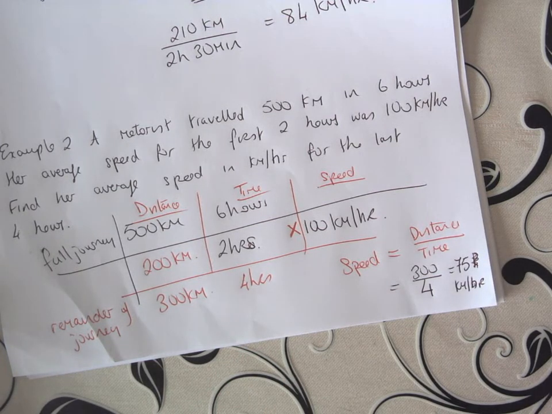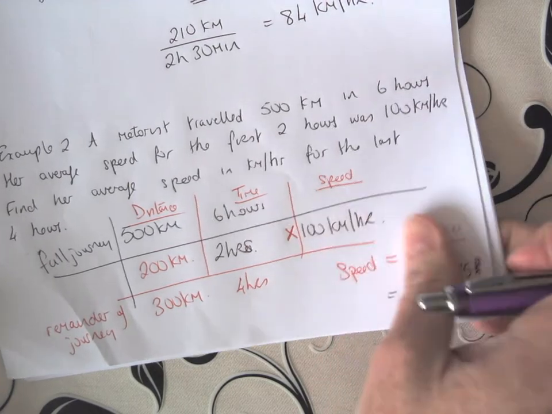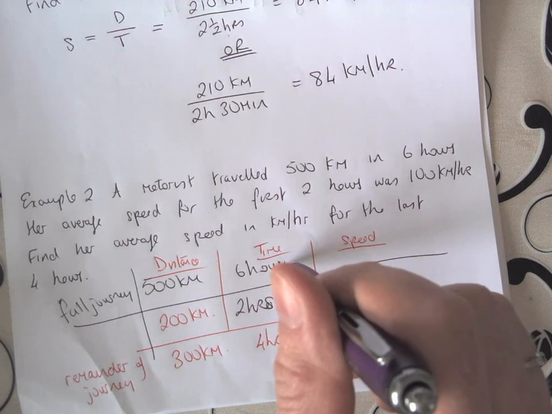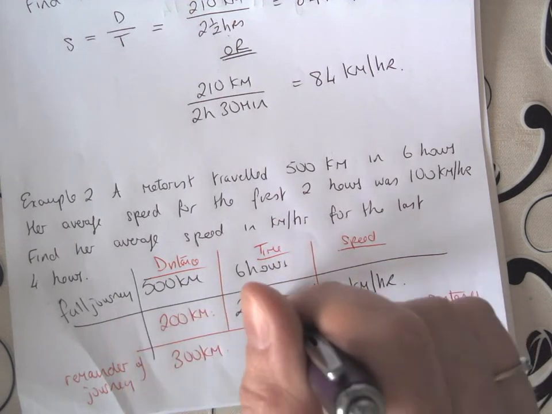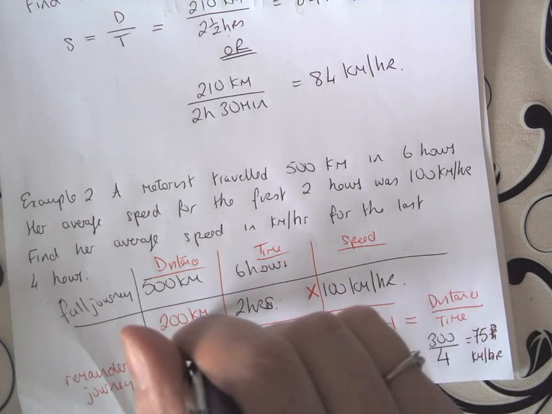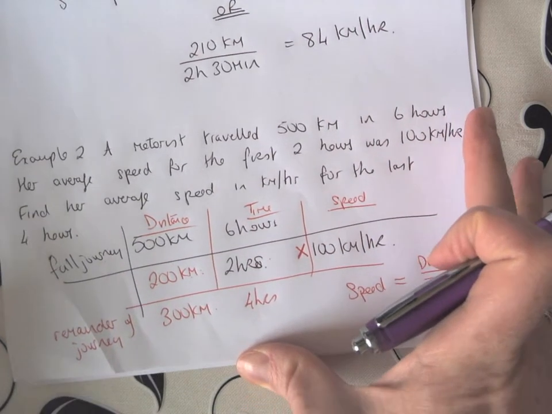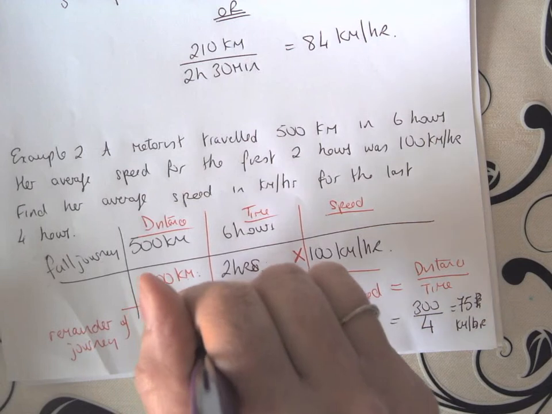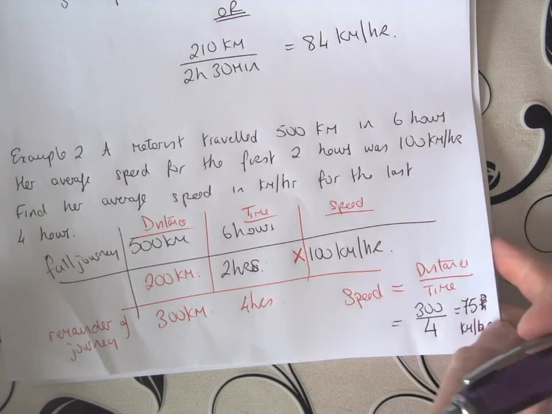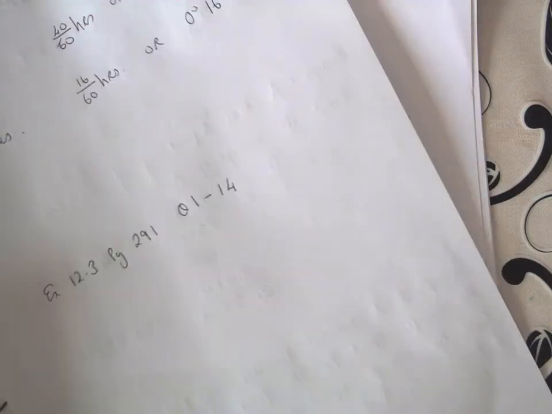Alright, so there was a lot of information given there. It's just a matter of writing it down and making sense of it. So your full journey was 500 kilometres and it took 6 hours. But they told you in the first 2 hours they travelled 100 kilometres per hour. So they travelled 200 kilometres in the first 2 hours. So that meant they had 4 hours left and 300 kilometre distance to cover. And we were looking for speed. Speed equals distance over time.